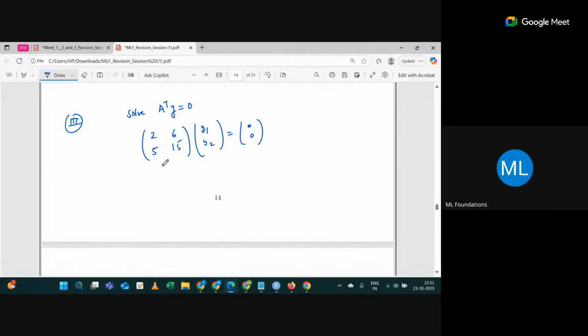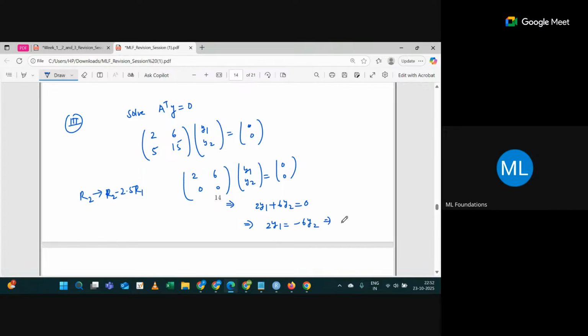Now what can I apply there? Can I say R2 becomes R2 minus 2.5 times R1? Yes or no? I will get 2, 6, 0, 0, times y1, y2 equal to 0, 0. So 2 times y1 plus 6 times y2 equal to 0. So basically, y1 equal to minus 3y2.